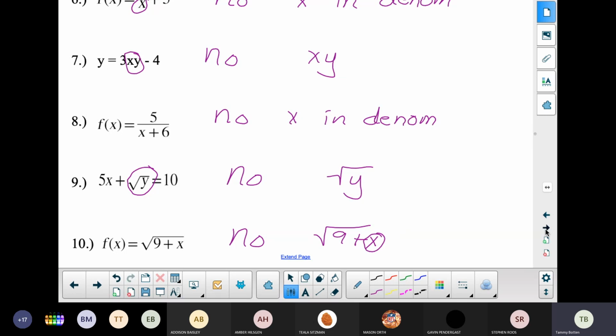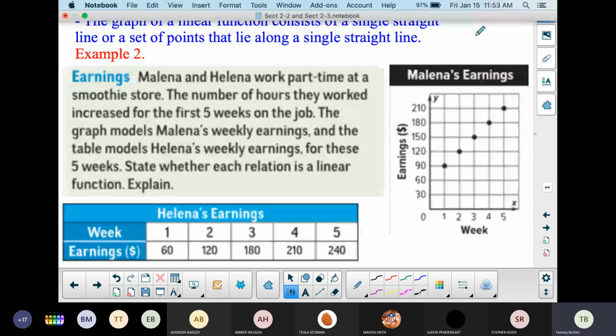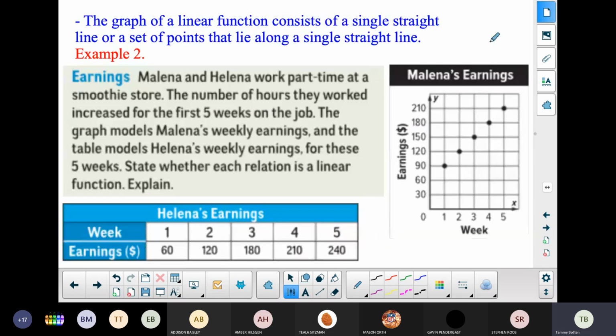Okay. So now we're going to go to this page, and this is asking us if we have a linear relation or function again. And what this says is that we have Melina and Helena work part-time at a smoothie store. The number of hours they worked increased for the first 5 weeks on the job. The graph over here on the right models Melina's weekly earnings, and the table below models Helena's weekly earnings for 5 weeks. State whether each is a linear function and explain.